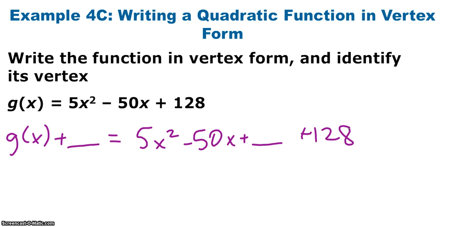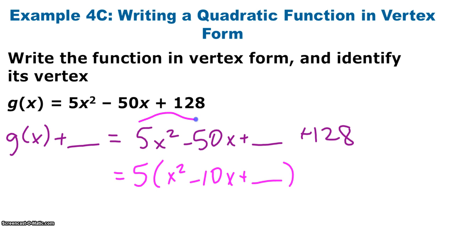Now, because there's a number in front of the x squared, I have to pull that out as a GCF. Now, I'm only going to do it to these terms right here. I'm not going to do it to the positive 128 because that will stay outside of the parentheses. Notice that the 5, if I were to redistribute it, would multiply to these 3 terms only. That's why it doesn't get pulled out from the positive 128. So we leave the g of x here.